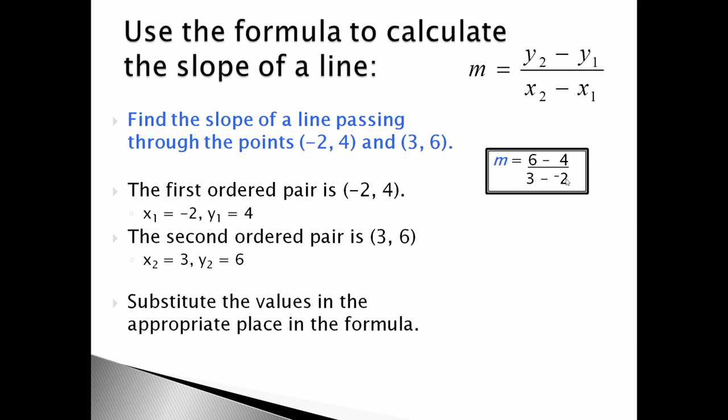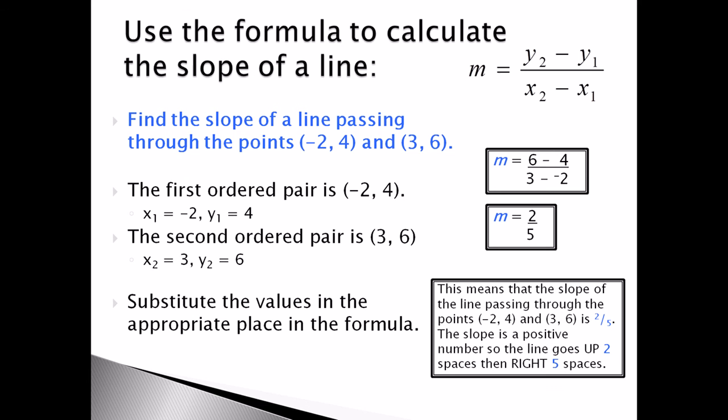That's really 3 plus 2, which is 5. 2/5. That is your answer. 2/5. Do not tell me 0.4. Oh my gosh, we already talked about that. This means the slope of the line passing through these 2 points. So there's some line in the world, it goes right through these points, is 2/5.